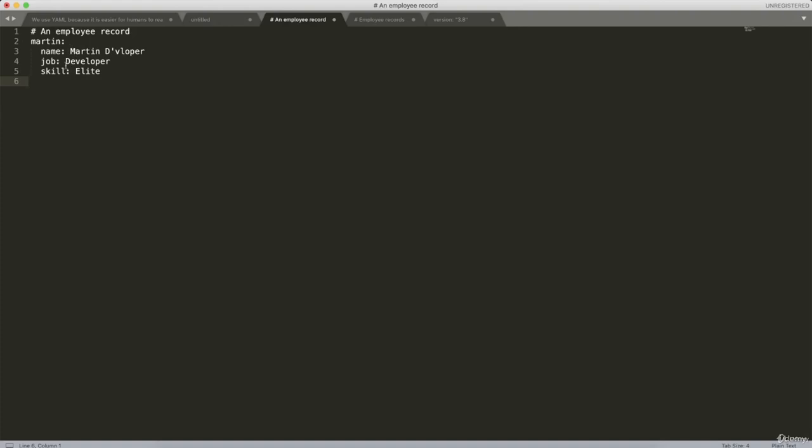Now, as you can see, it is a combination of key value pair, or name value pair. Here, this is a comment, employee record. Now here we have Martin with a colon. Now inside the Martin, we have the name, the job, the skill. So all of that is subjected under the Martin. Here, if you notice, we have 2 spaces. The same for job, the same for skill. Which means that all of that is subjected under Martin.